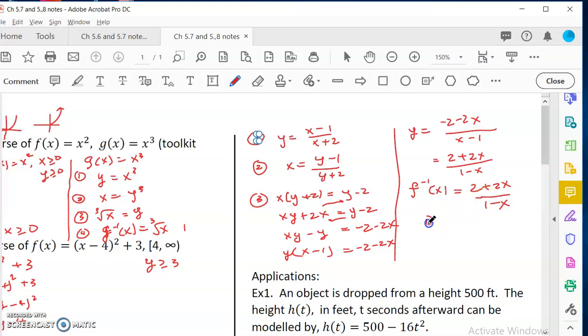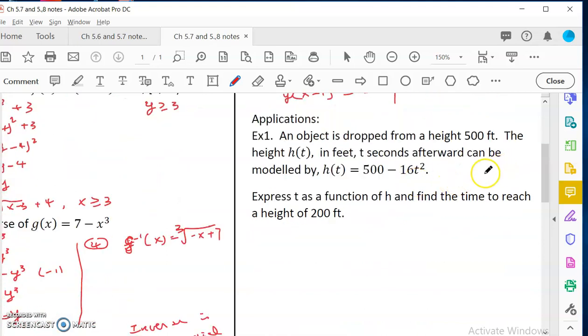And you can see that the domain cannot be 1, right? X cannot be 1, which fits what the range was. So this is how you find the rational function's inverse. We have two applications that I want you to do.